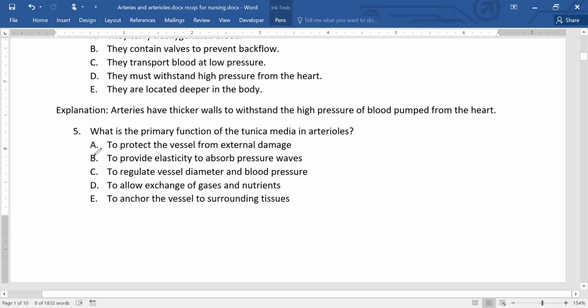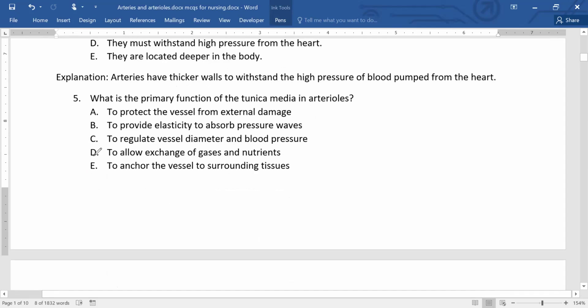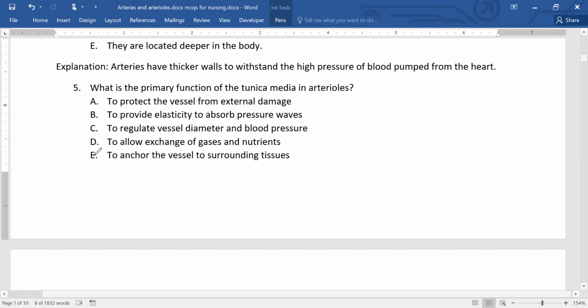What is the primary function of the tunica media in the arterioles? Again, a question regarding the function of the tunica media in the arterioles. So what is an arteriole? This is a smaller vessel than the artery, a small artery. And what is the primary function of tunica media? Now, the tunica media of arterioles is composed mainly of smooth muscles.